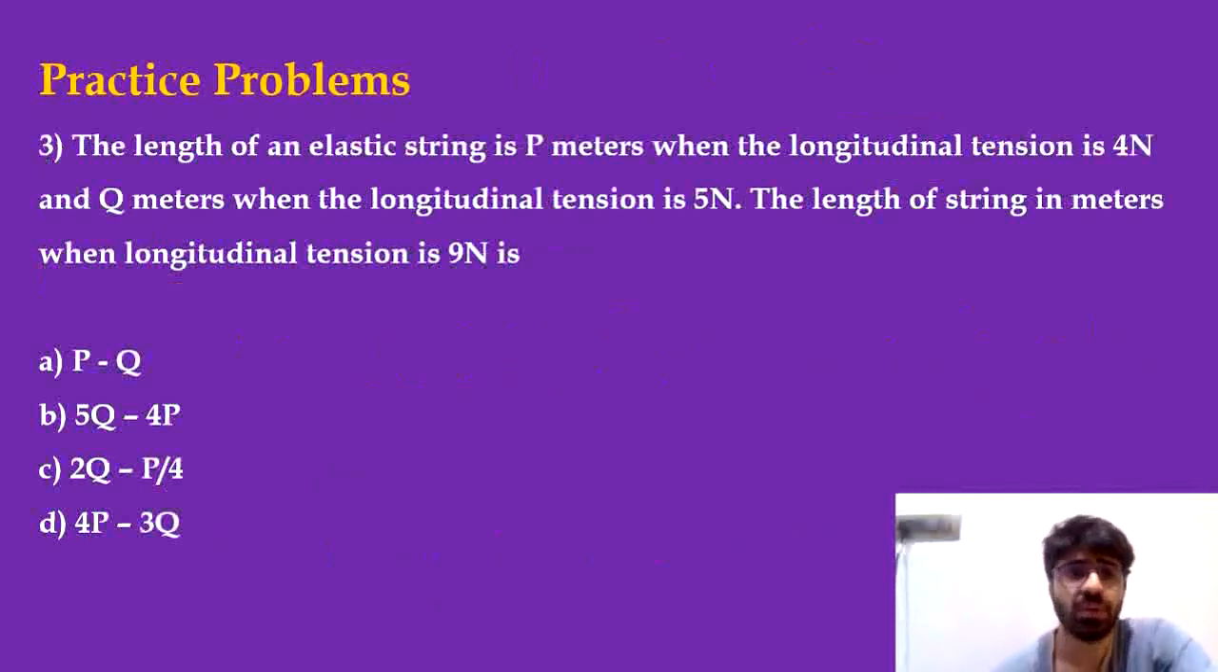Let's go ahead with the third question. This is a good question. It's actually an easy question, but it's not that straightforward. So let's read that question. The length of an elastic string is P meters when the tension is 4 Newton.